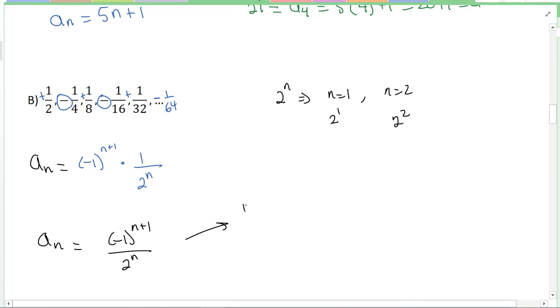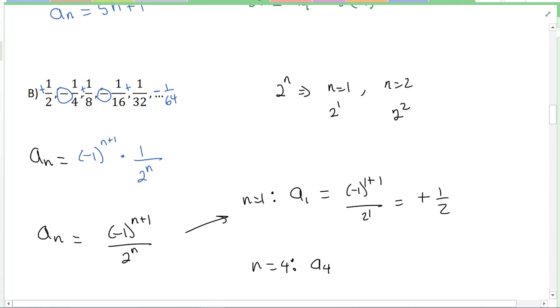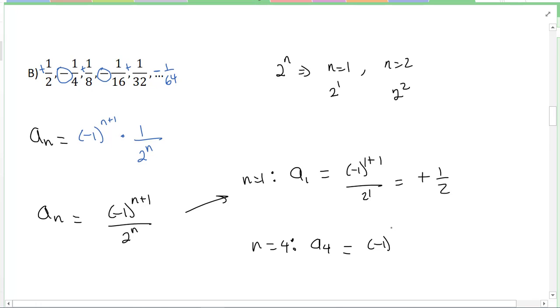Okay, and then just check it. So when n is 1, do we get positive 1/2? So a sub 1 will be -1 to the 1 plus 1 over 2 to the 1. Yes, we do get positive 1/2. Let's try when n is 4. So a sub 4, we should get -1/16. So let's see, what do we get? So it'll be -1 to the 4 plus 1 over 2 to the 4th. So 4 plus 1 is 5, which is an odd number, and -1 to the 5th stays -1 over 2 to the 4th, which is 16. So yep, -1 over 16, so that checks. So it looks like our formula here is correct. Now, if this wasn't a 1, so if it went like 1, 2, 3, 4, 5, or 4, 8, 12, then you have a different sequence on the top, and so you will have to find also a pattern for the numerator.